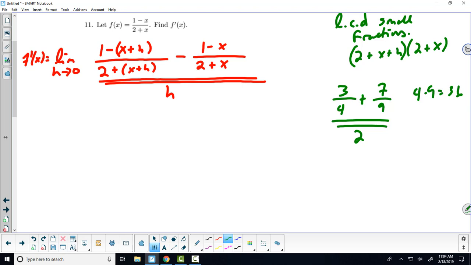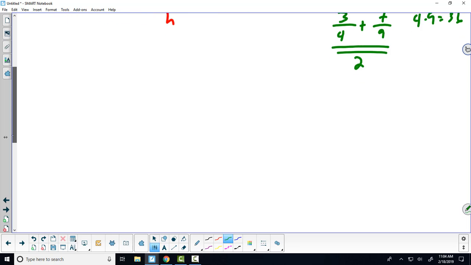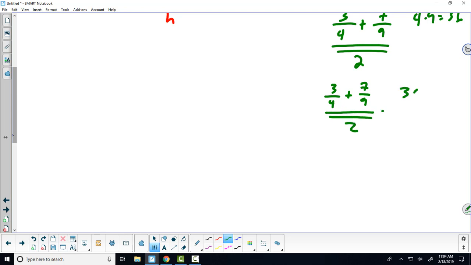What I'm now going to do, let me just show you kind of straightforward. So we got 3/4 plus 7/9 all over 2. I'm going to now multiply this by 36 over 36. Whatever happens in the denominator is what happens. In this case, I get 72.